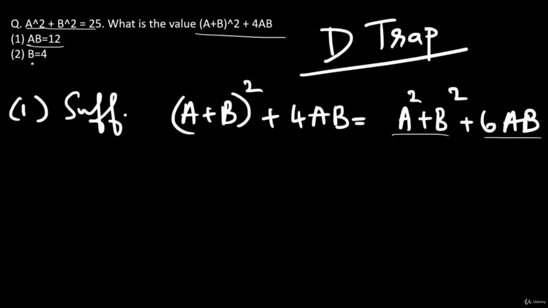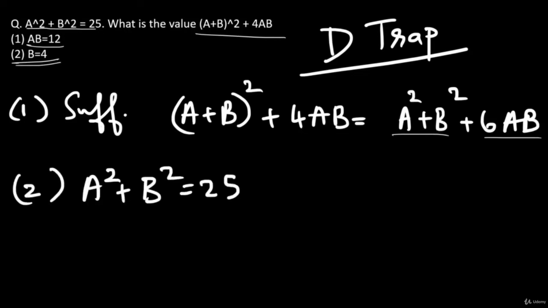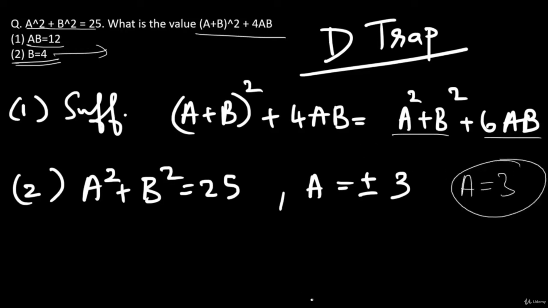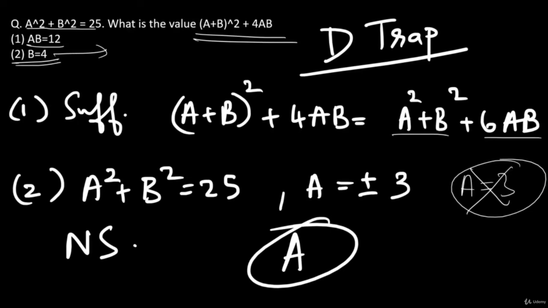Alright, what about statement 2? It says that b is equal to 4. We know that a square plus b square is equal to 25. Now, if b is equal to 4, then a can be plus or minus 3, right? This is the trap. If you assume that a is definitely 3, then you have fallen into the trap and you will mark the answer as option D. But that's not true, right? a is plus or minus 3. And therefore, statement 2 alone is not sufficient to solve this question, because if you put a as 3 or a as minus 3, you'll get different answers for this one, right? Okay, so statement 2 alone is not sufficient, and therefore the correct answer to this question is option A.